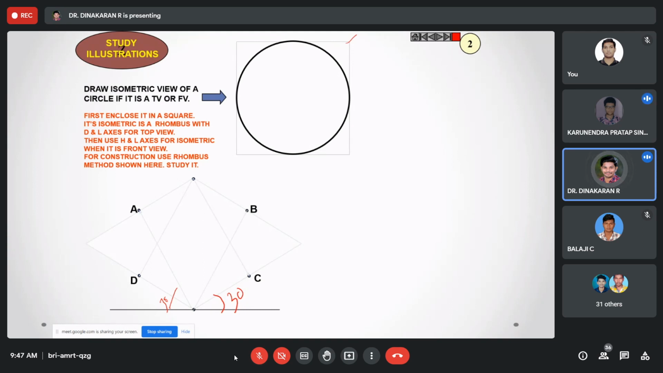Because this is an important method for making a circle, once again, I am telling. After drawing a circle, because we are going to follow a rhombus method, first we draw a circle and make it in a box. This is a square box. Then after that, draw a reference line and make it at an angle of 30 degrees.